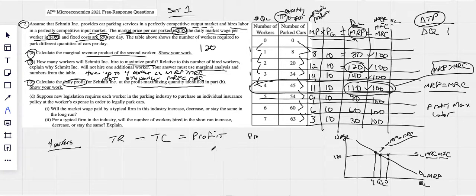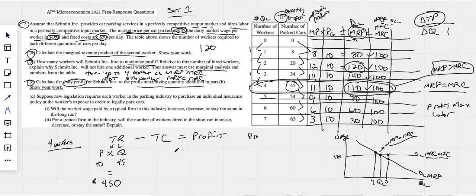Right? So recognize that total revenue is just price times quantity. This is total revenue. The price we can charge was $10, and the quantity of 4 workers was 45. So what we know is that our total revenue here is $450. This is how much our 4 workers brought into our company: $450.